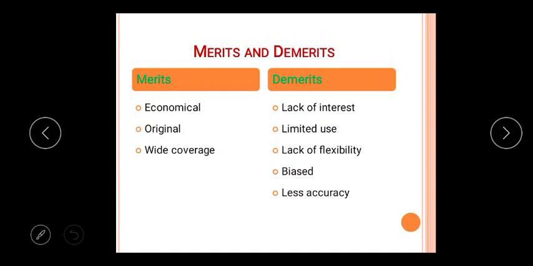Another important demerit of this method is the lack of flexibility. Dear students, this method lacks flexibility. For example, when questions are not properly replied, these cannot be changed to obtain the required information as the questionnaire has already been sent to the informants by post. Lastly, the information collected through this method can be biased if the informants are biased.